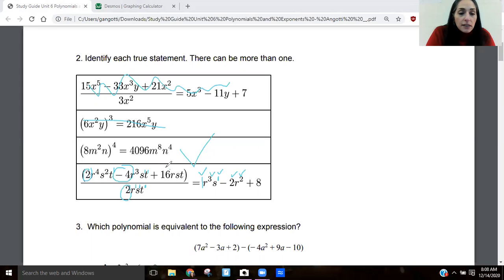Now we do the 16. 16 divided by 2 is 8. R to the 1st over R to the 1st goes away. S to the 1st over S to the 1st goes away. T to the 1st over T to the 1st goes away. They all become just 1. So 8 is all by itself there. So this one is also good.